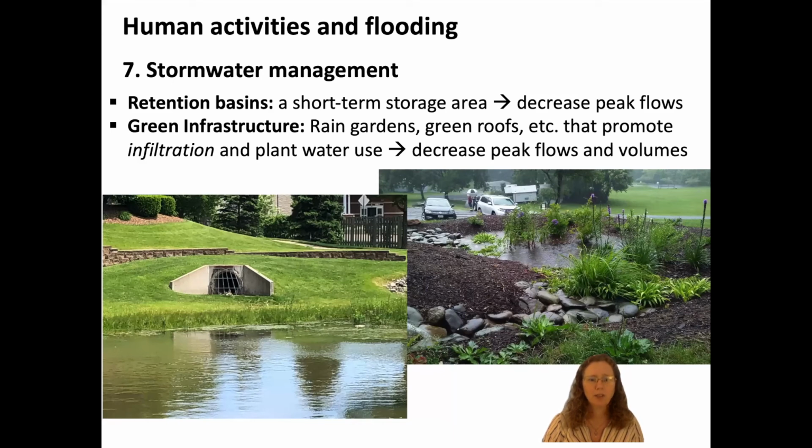Another set of strategies we use to manage stormwater is collectively called green infrastructure. Green infrastructure includes things like rain gardens, shown on the right, and green roofs that promote infiltration of stormwater into the soil and then encourage plant water use. Green infrastructure decreases peak flows, increases lag times, and decreases overall stormwater volumes. Stormwater management strategies like these can also improve water quality entering urban streams.